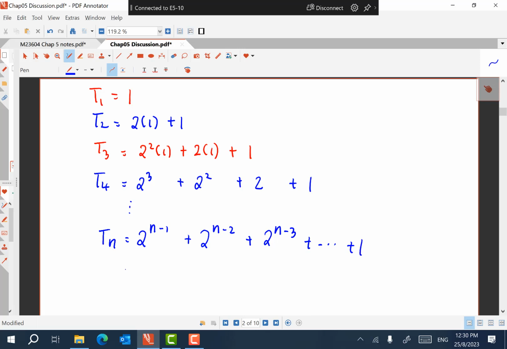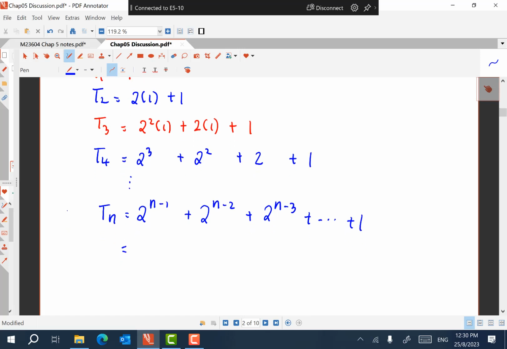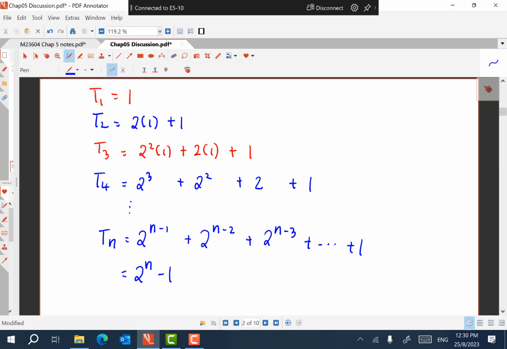And then from here, you can use the GP formula, 2 to the n minus 1. Pranaya is trying to tell me this, right? So Pranaya has therefore solved the recurrence relation. Pranaya has actually provided a solution to the recurrence relation. What is the recurrence relation? It is Tn equals twice Tn minus 1 plus 1.